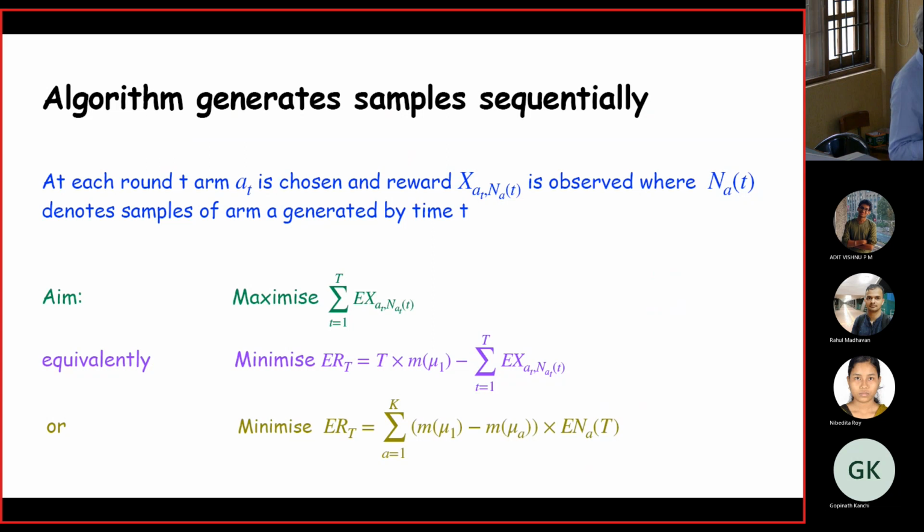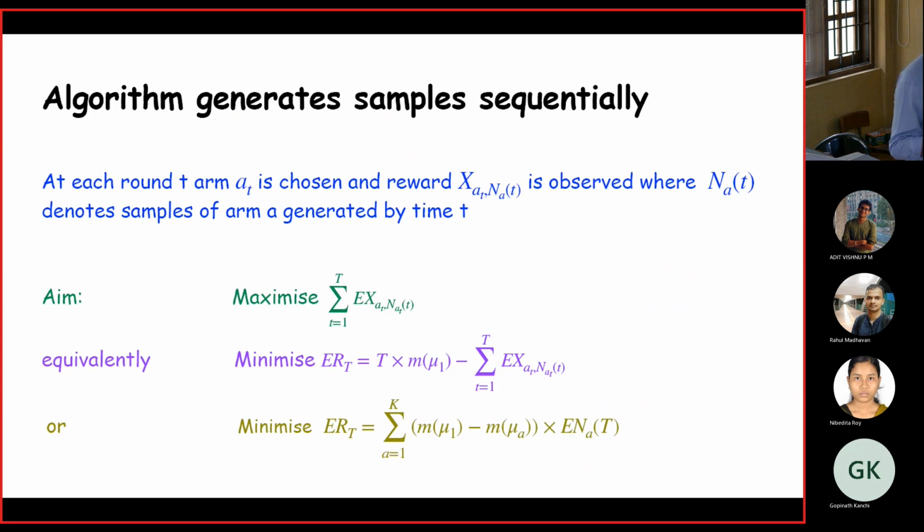Okay, so at round t, arm A(t) is chosen and reward X_{A(t)}(N_{A(t)}) is observed. This just means it's a sample from the distribution of arm A(t), where N_a(t) denotes the number of samples of arm a generated by time t. I want to maximize the expected reward, right?